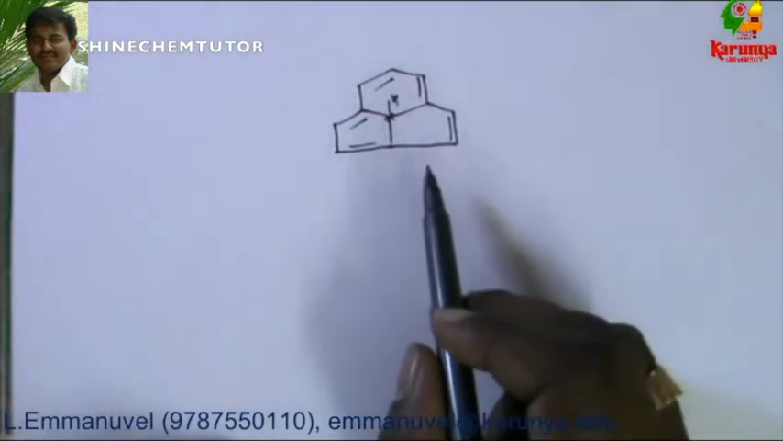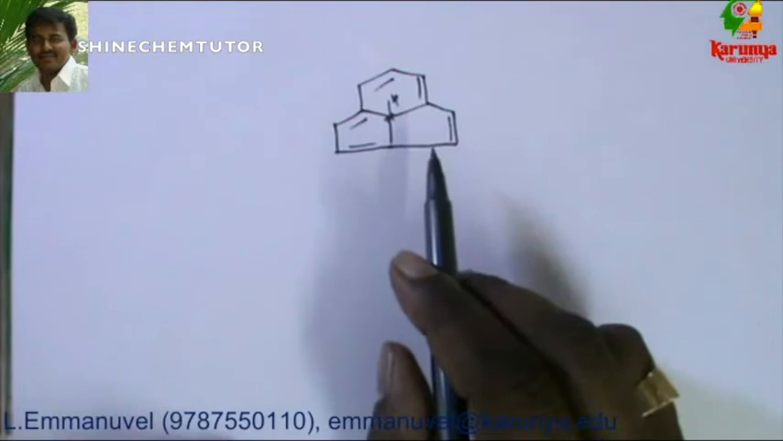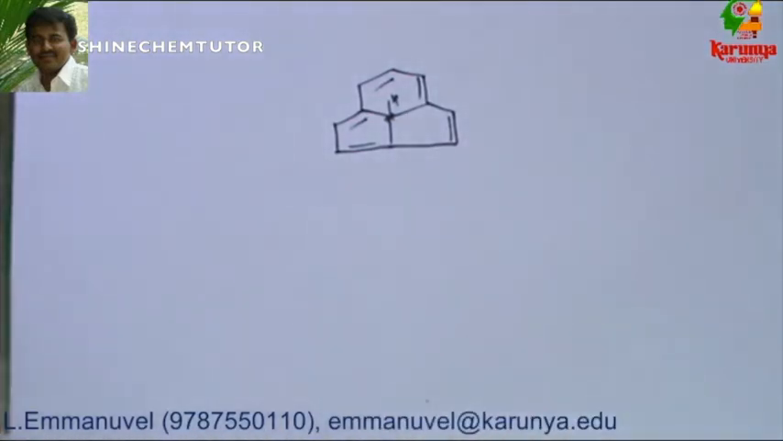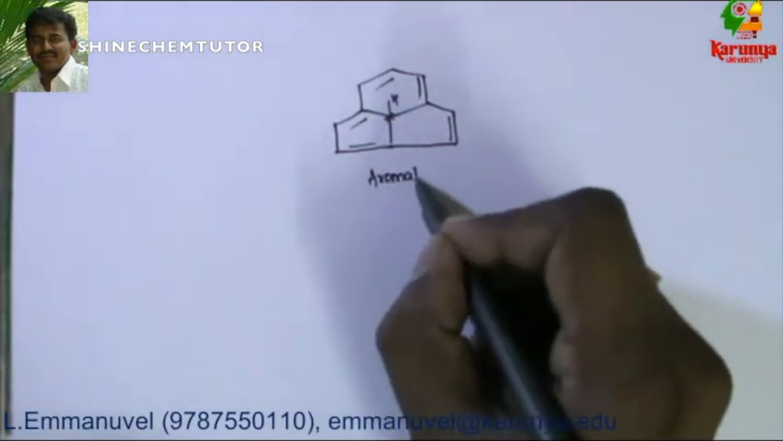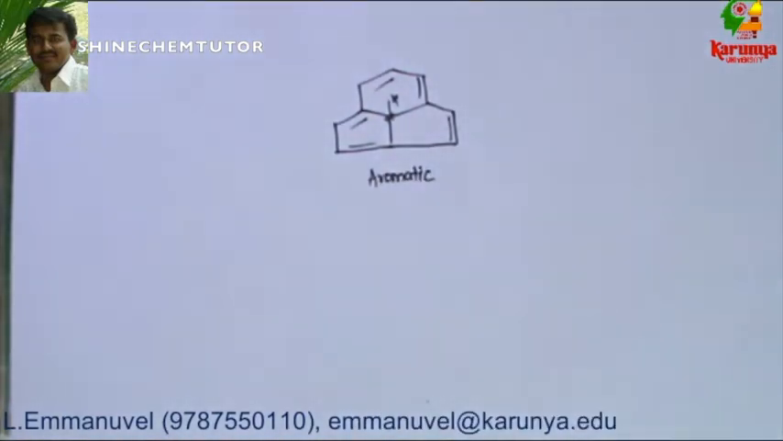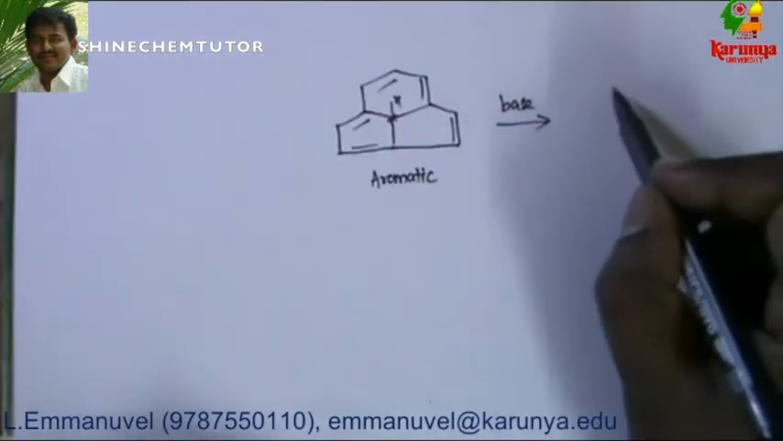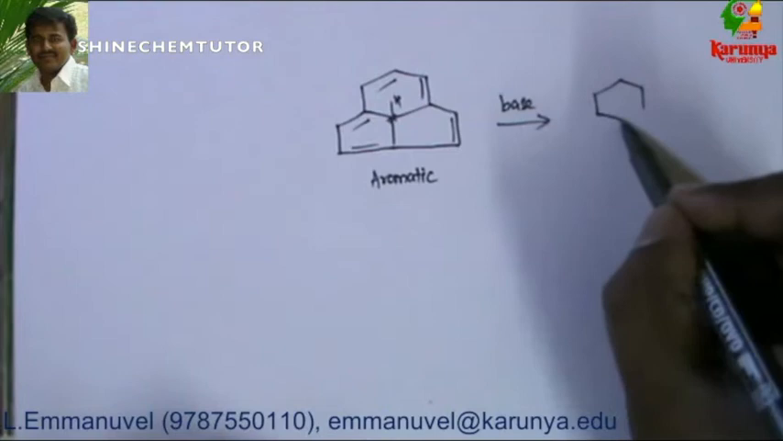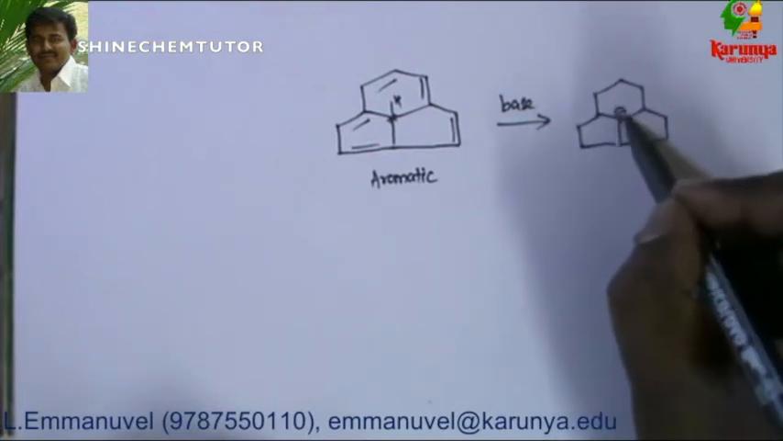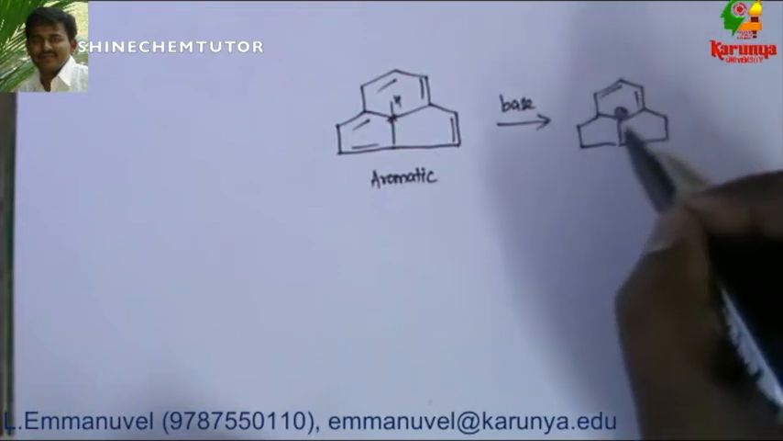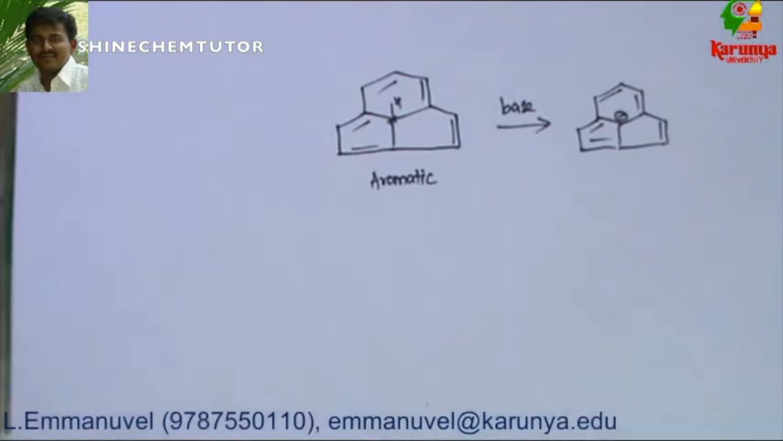Even though there is no perfect planarity, the planarity is sufficient for pi overlapping. So this behaves as an aromatic compound. When you add a base to this, the base abstracts this proton to generate a carbanion, and what we get is this carbanion.